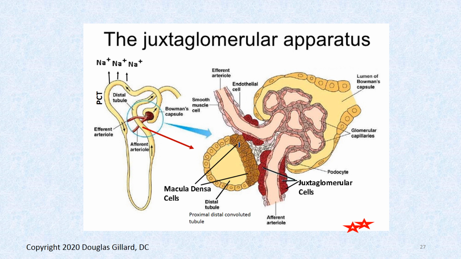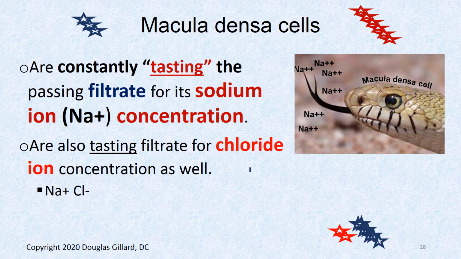Here they are again. So they're right here. We have already looked at that picture. There's the big picture where they are. But yeah, there's the macula densa cell. It has, like a snake's tongue, constantly tasting the air. This is the fluid though, right? This would be the distal convoluted tubule, and it's tasting for chloride and for sodium, making sure that the concentration is just right. If it drops, they don't like it if it drops. So constantly tasting.